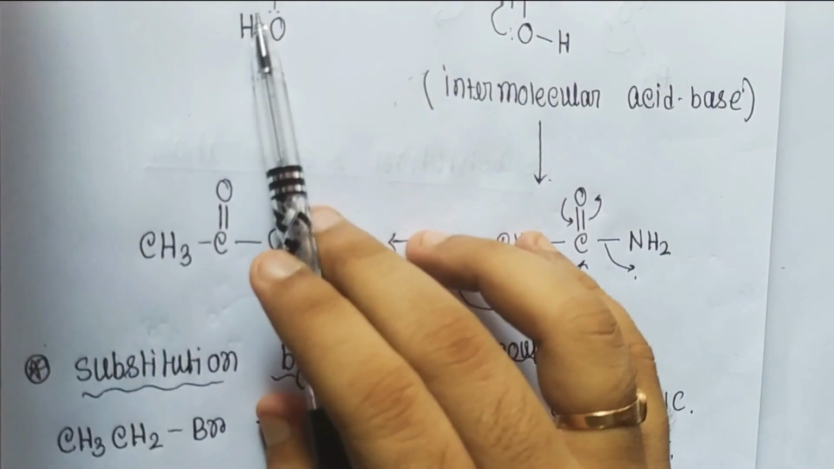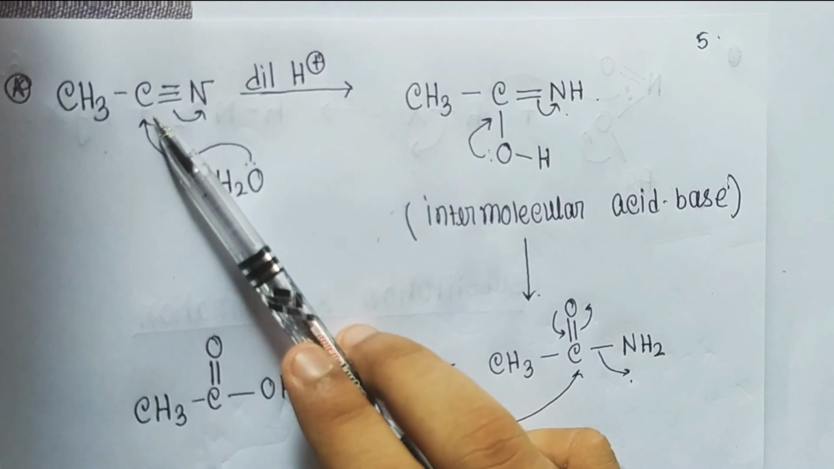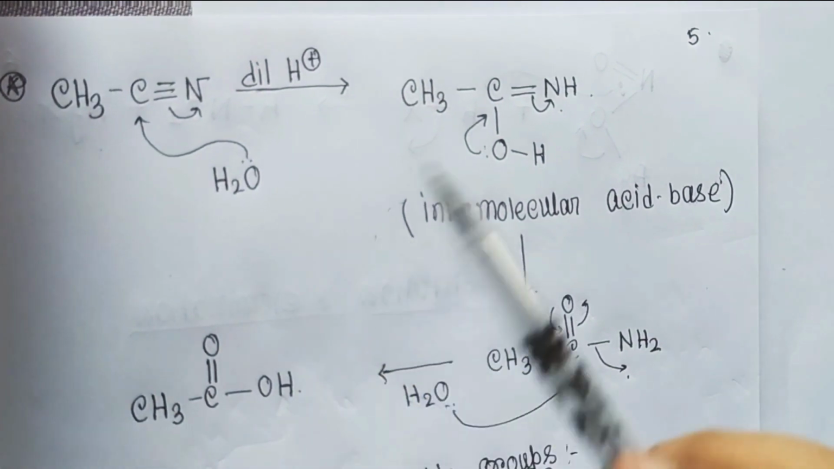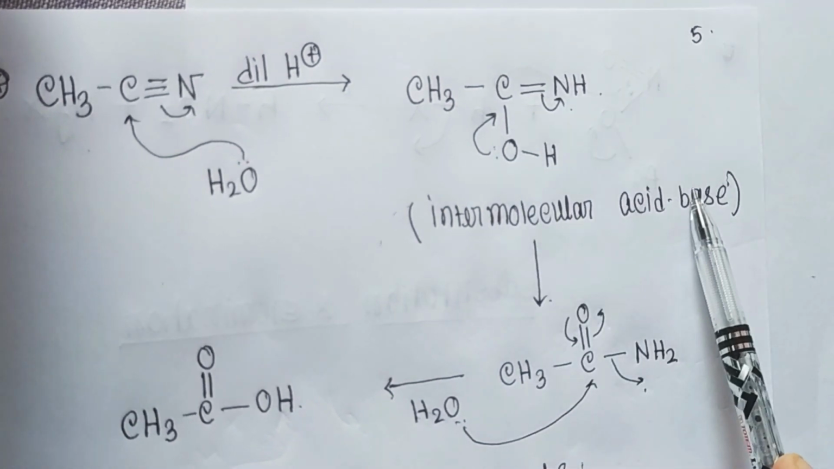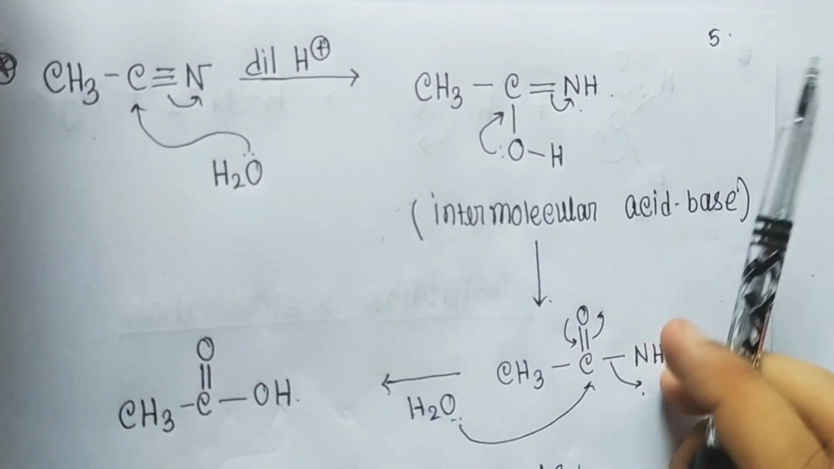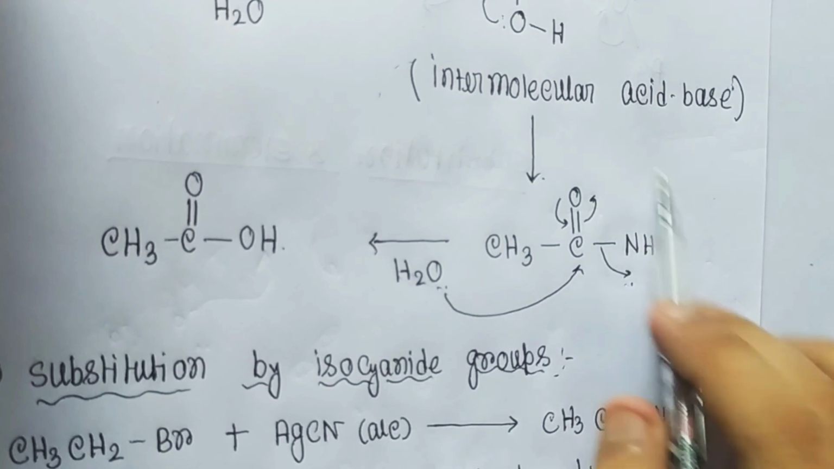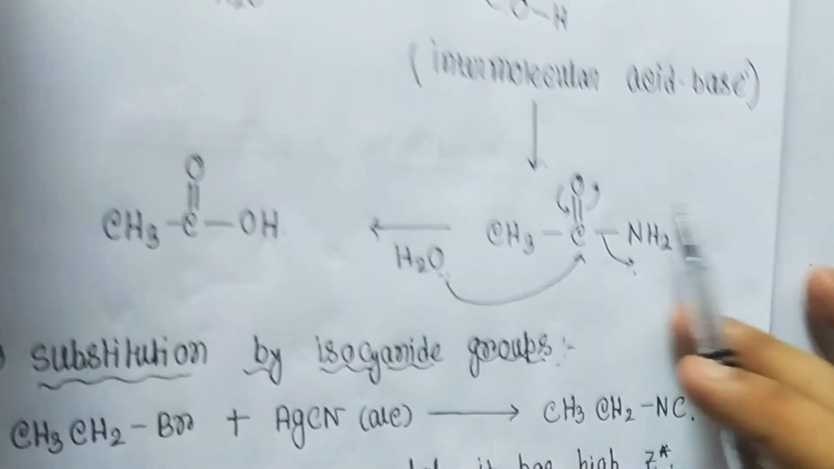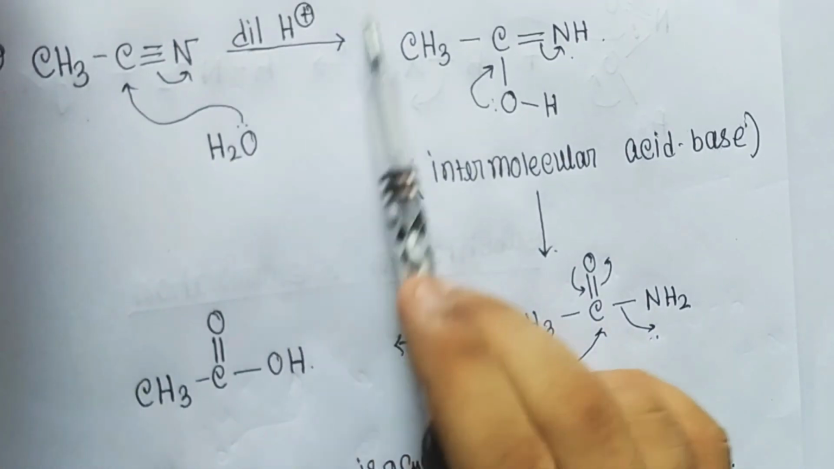So as you can see, first water attacks the carbon, in a similar way as in the presence of dilute acid. So we get this, similar to before, an intermolecular acid-base step. Okay, this is the same for all of these. After that, similarly to the previous one, the amide would form. Okay, the same mechanism.